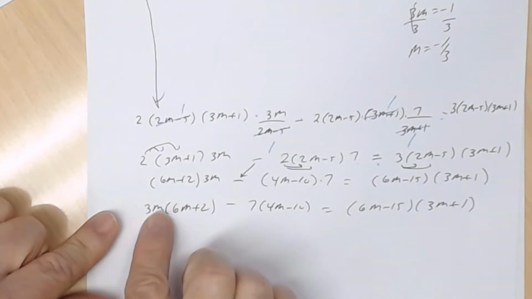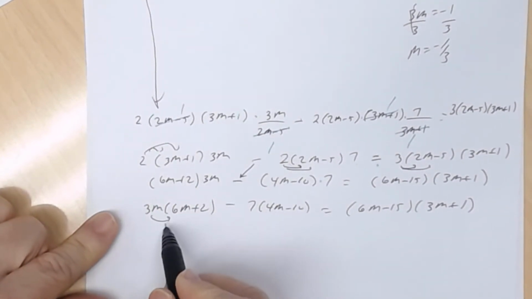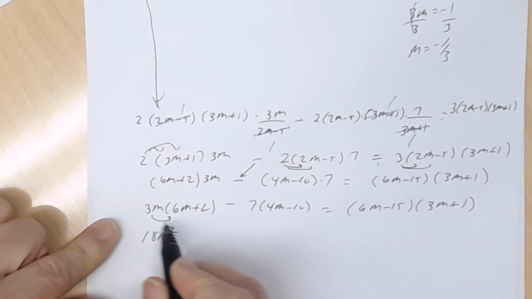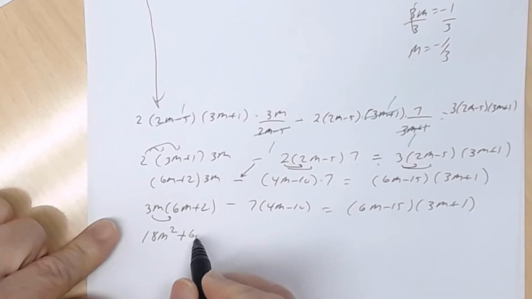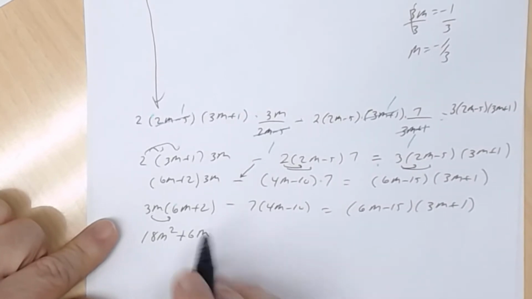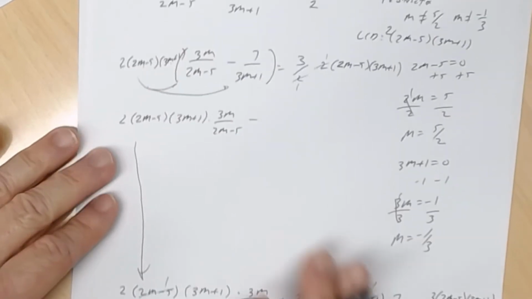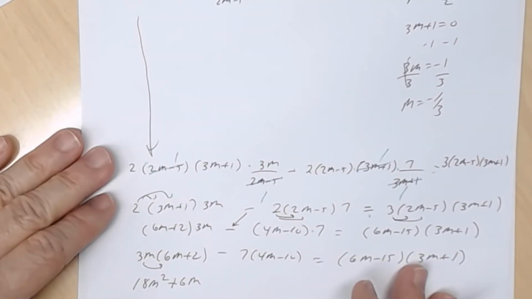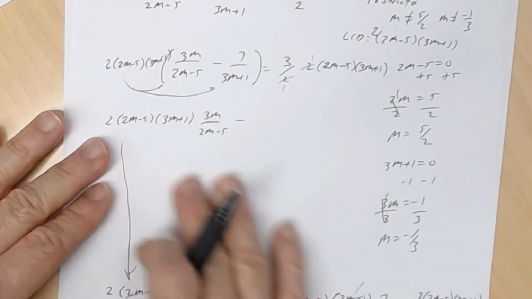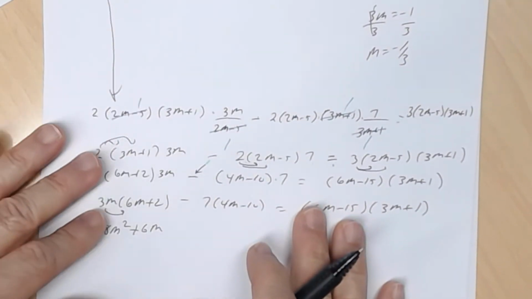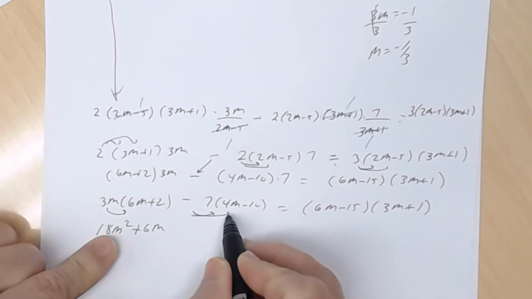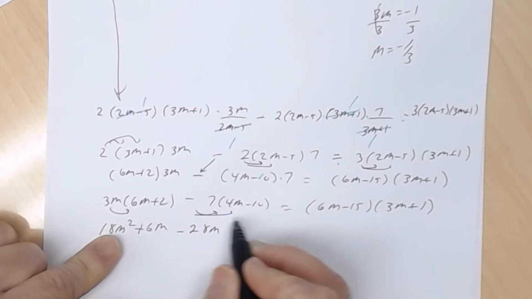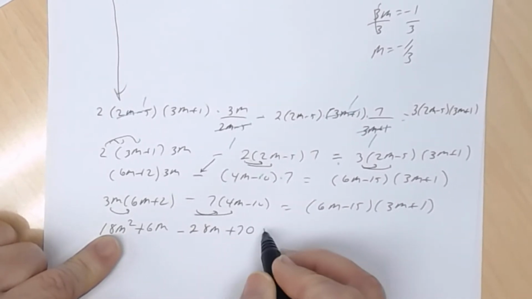All right, now let's get rid of these parentheses. So we distribute. 3m times 6m is 18m squared. 3m times 2 is 6m. So be very careful. If you messed up anywhere around here, then all of this will have been for nothing. You could easily mess up, okay? All right, and then distribute the negative 7. So you get minus 28m, and a negative 7 times a negative 10 is a positive 70, equal.